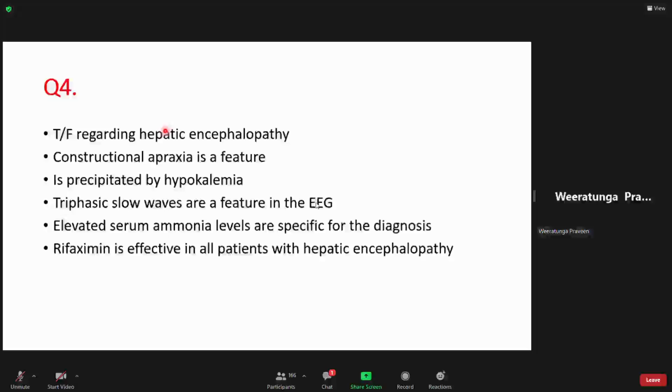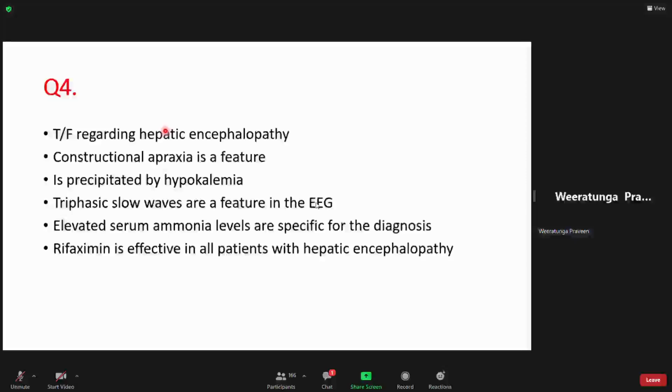On examination, constructional apraxia is something that you can elicit. Constructional apraxia, the 5-pointed star exam. If you get a patient with liver disease, always ask them to draw this 5-pointed star. So constructional apraxia is a feature, yes.